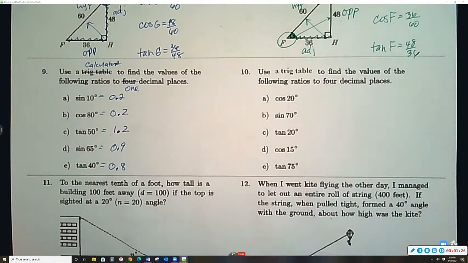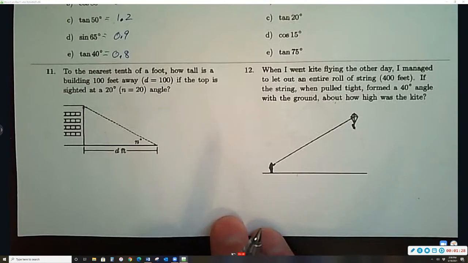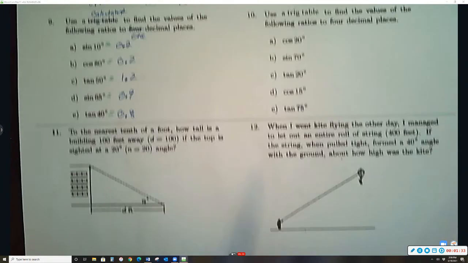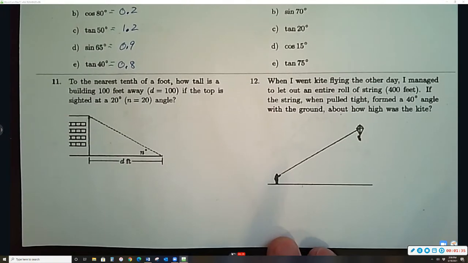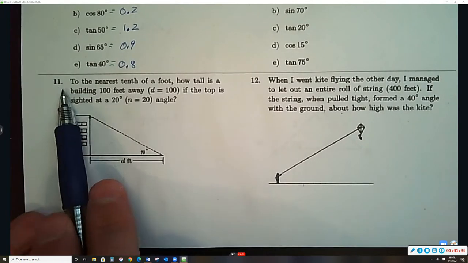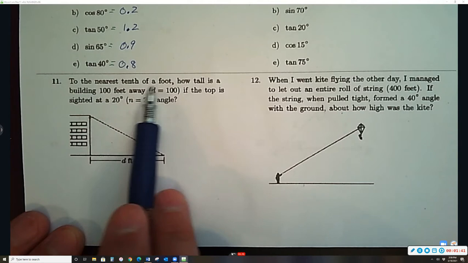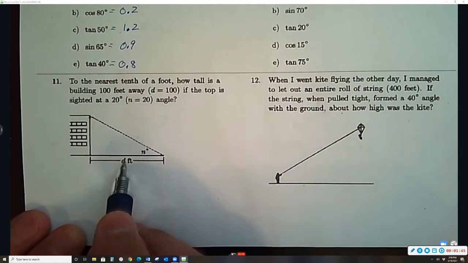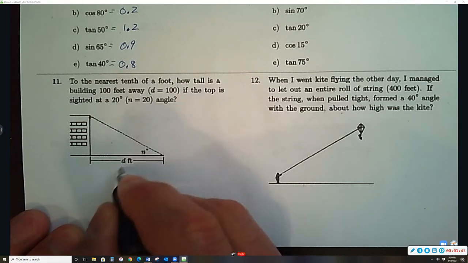So let's look at 11 and 12. So here's 11. It says to the nearest tenth of a foot, how tall is a building 100 feet away? So they tell us right here, D is 100.